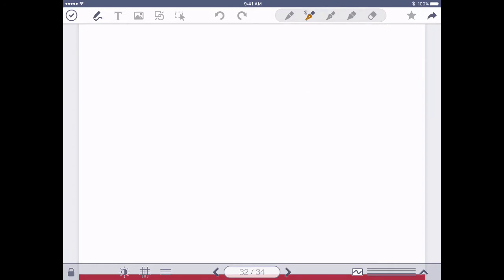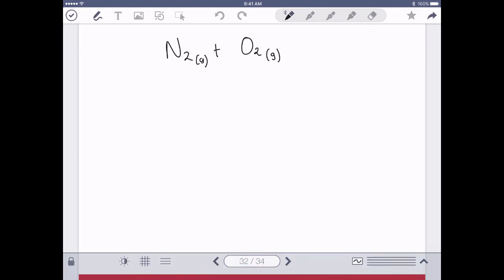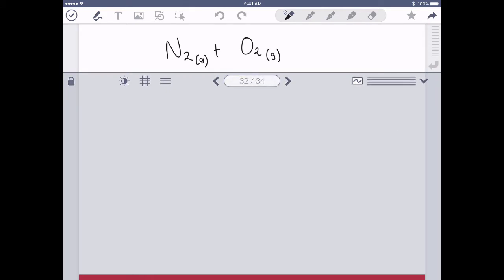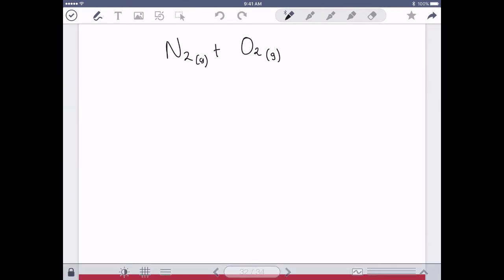In other cases, for instance, when I have nitrogen gas react with oxygen gas, I can also use a (g) in parentheses to represent the state in which each of these elements is for the reaction. So I have nitrogen gas react with oxygen gas. I'm going to find that it produces NO, gaseous. So my question is, is this equation balanced?